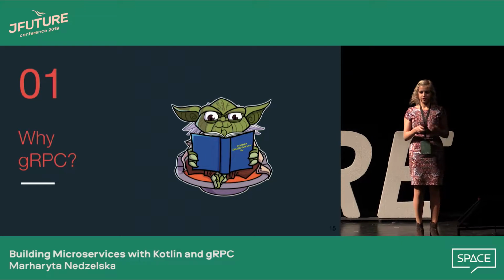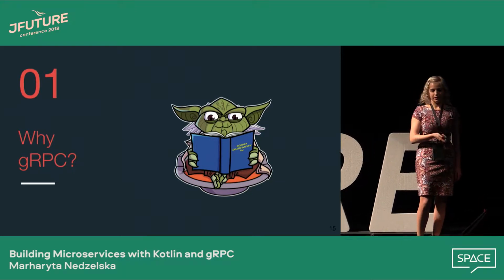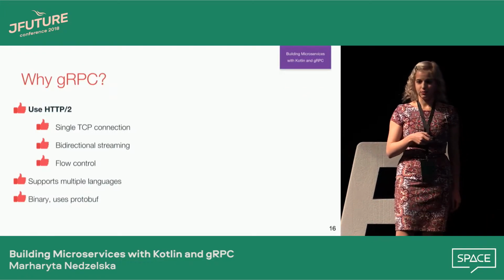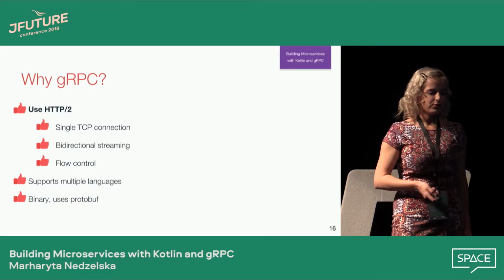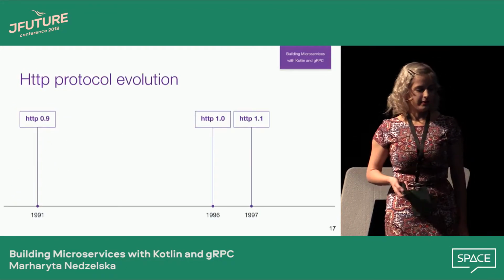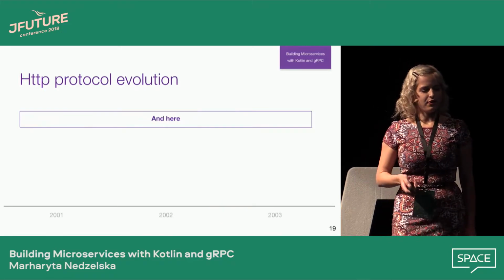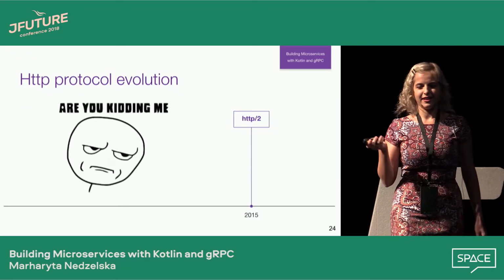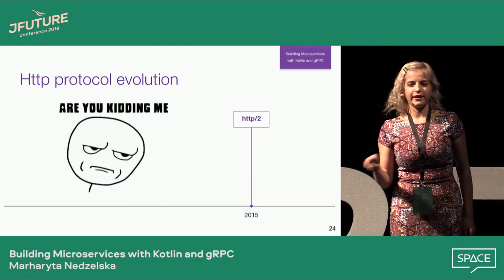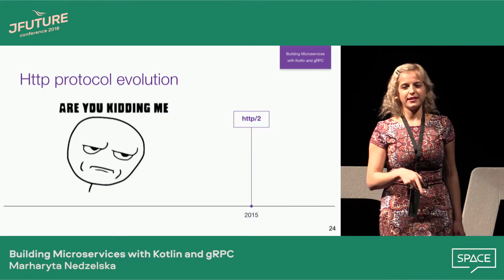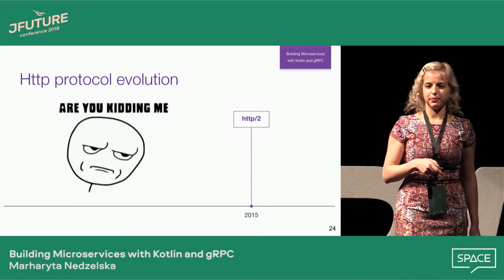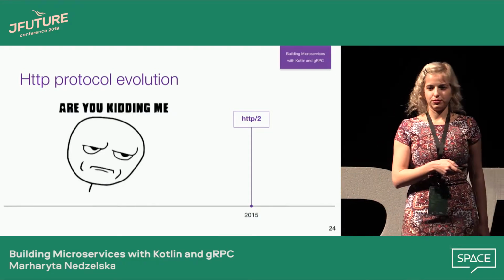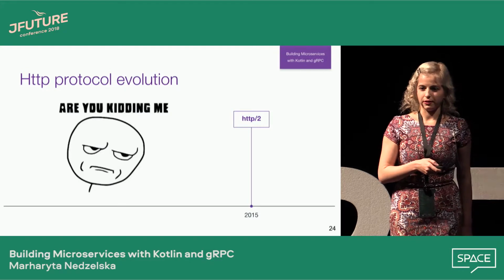You can just change your technologies, your communication, and benefit from it. Why can gRPC help us? First of all, gRPC uses HTTP 2. I won't say a lot about HTTP 2, let's just look at its evolution. You see it's 91, 96, 97, then no progress, no progress, and still no progress, and we guess they are not alive. And suddenly, are you kidding? Actually, I started going to school, I graduated from school, I started going to university, I graduated from university, and only then HTTP 2 appeared. It means that the whole world changed, the whole internet changed, and only then HTTP 2 appeared. I guess they had a lot of stuff to rework.